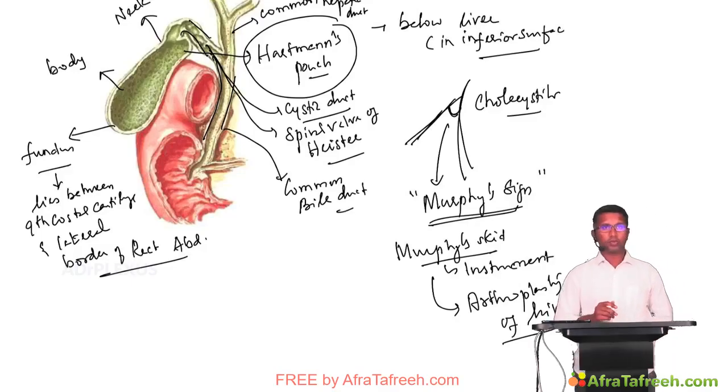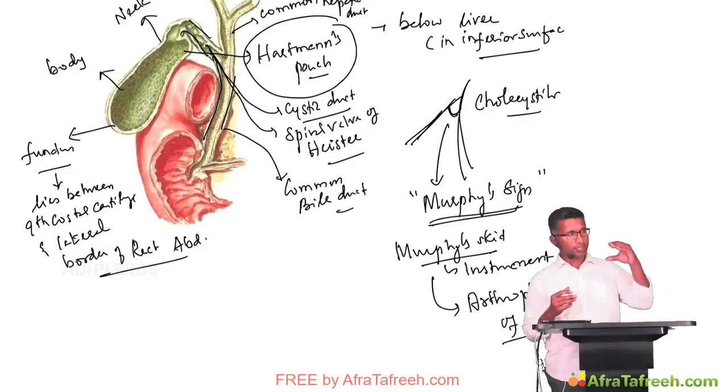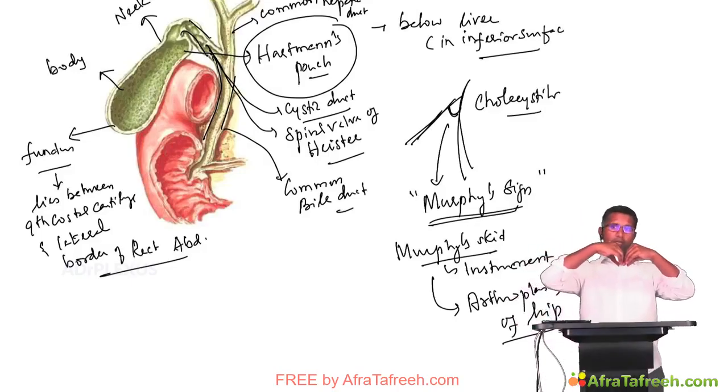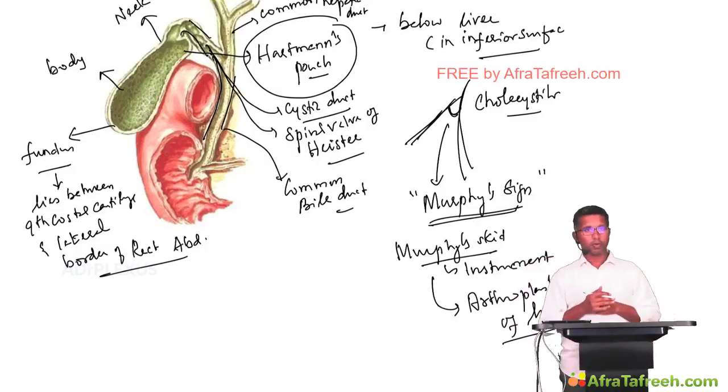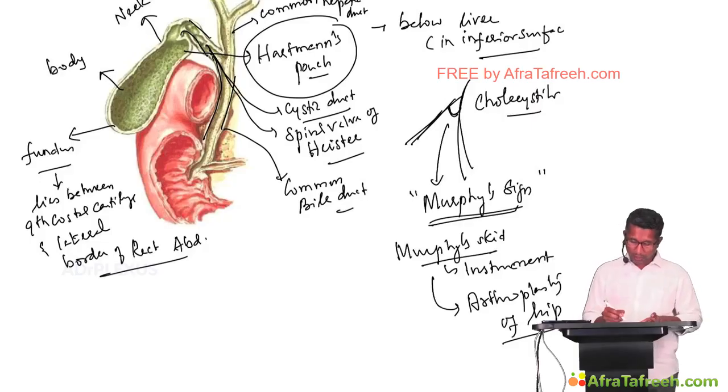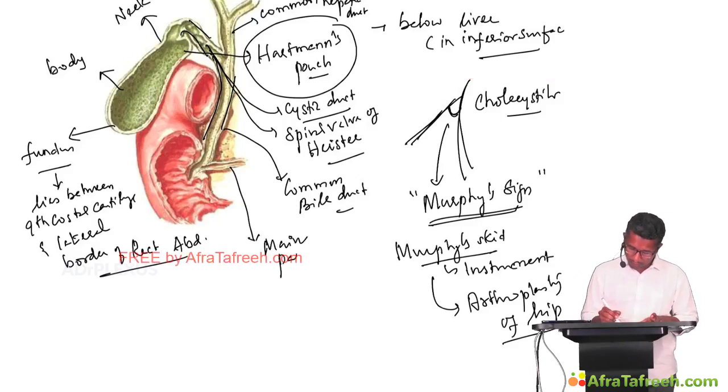So what is happening here? You have the cystic duct and the common hepatic duct. Both of them join to form the common bile duct, and this common bile duct fuses with the main pancreatic duct. This is called the main pancreatic duct.